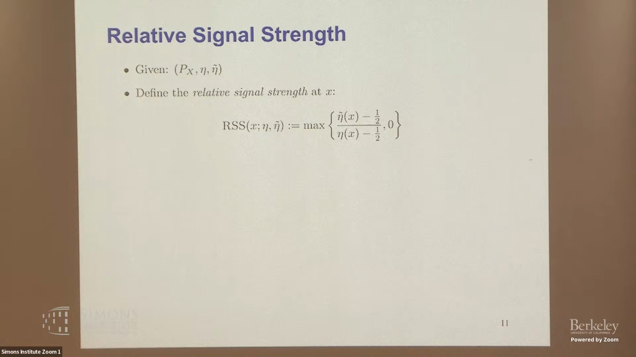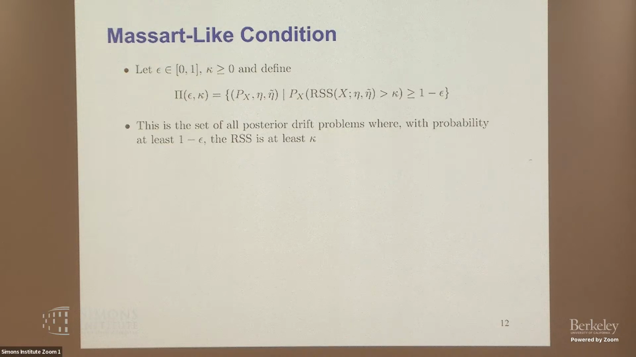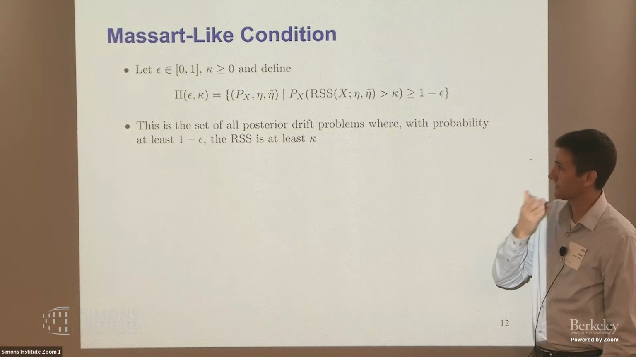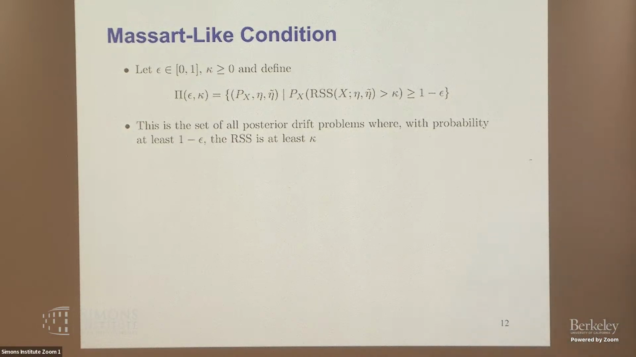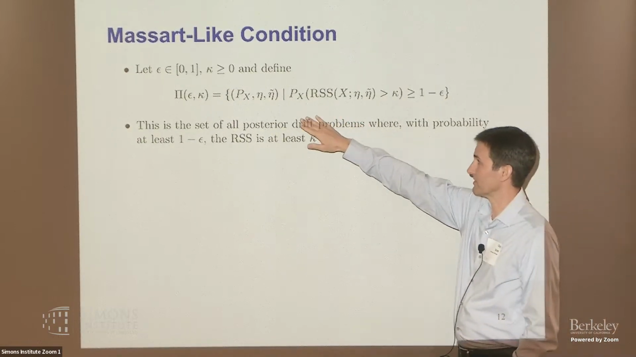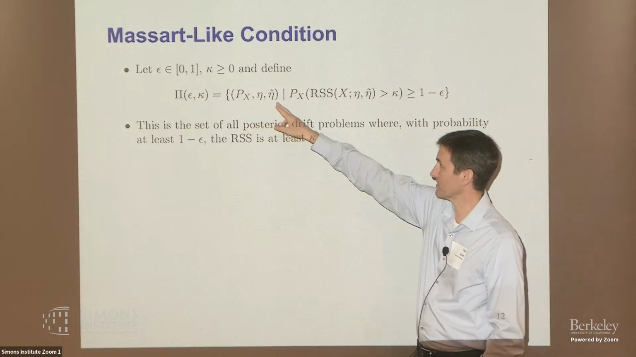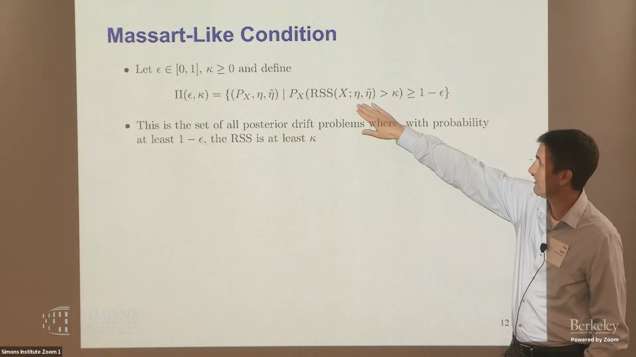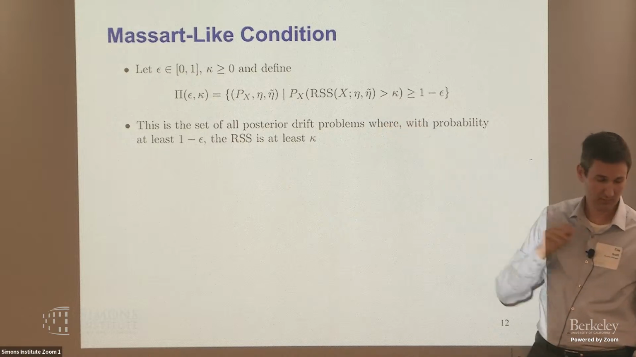All right, so with this, we can then proceed really by analogy with standard classification. We could define a Massart-like condition for posterior drift. I'm going to introduce a couple of parameters here, epsilon and kappa. Epsilon is just a probability. Kappa is a non-negative real number. And I'll define a class of posterior drift problems. Pi of epsilon, kappa is the set of all posterior drift problems where the relative signal strength exceeds kappa with probability at least 1 minus epsilon.